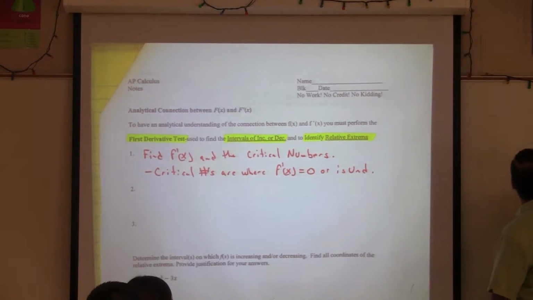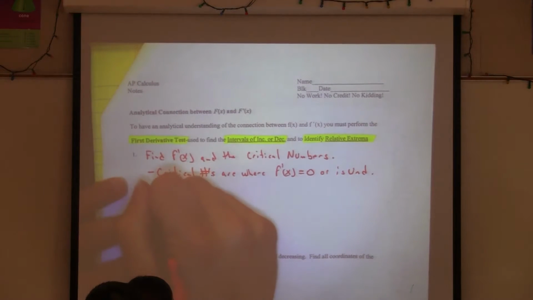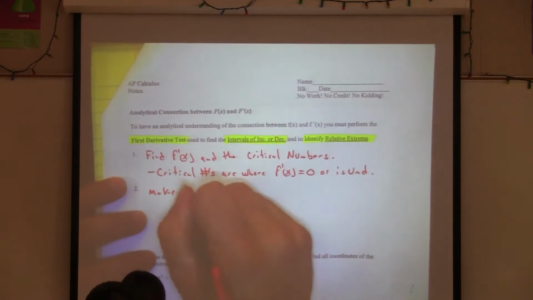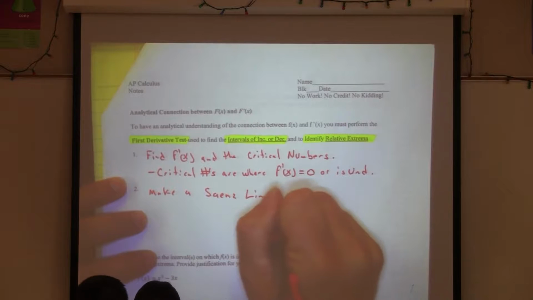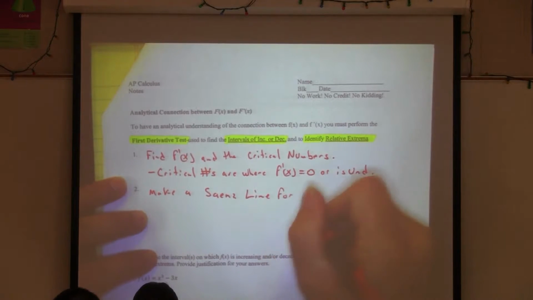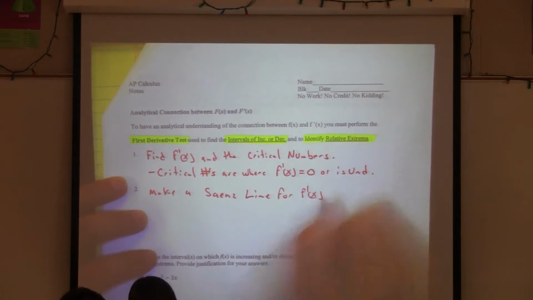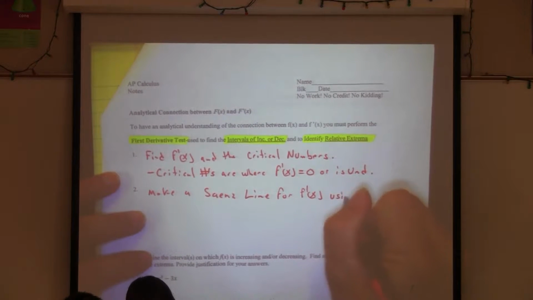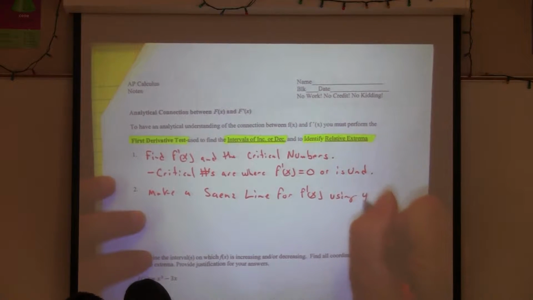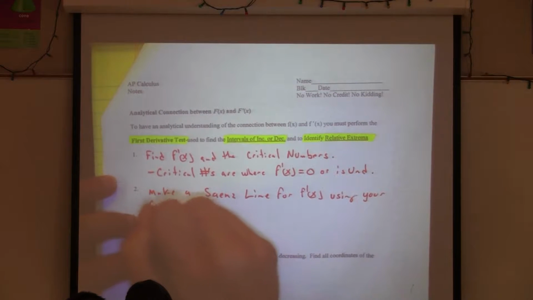Good? All right. The next step, okay? You need to make a signs line for f prime of x, okay, using your critical numbers.